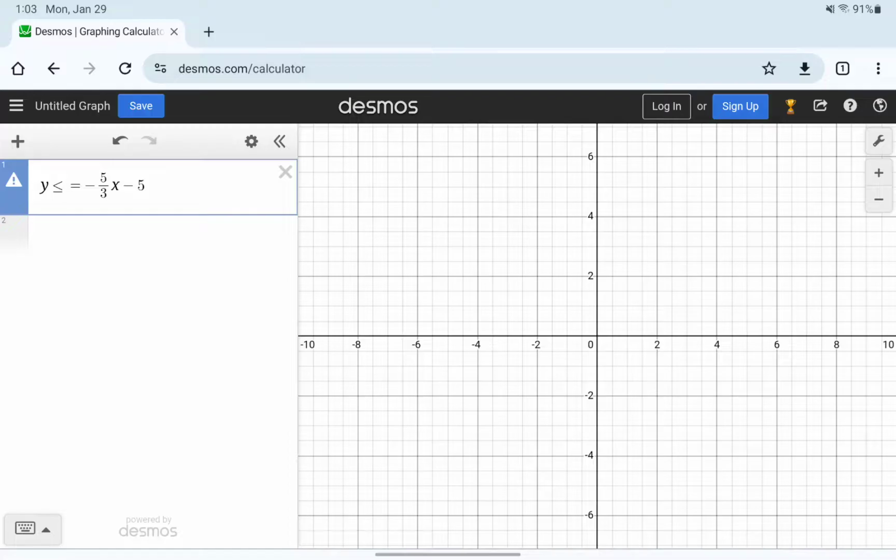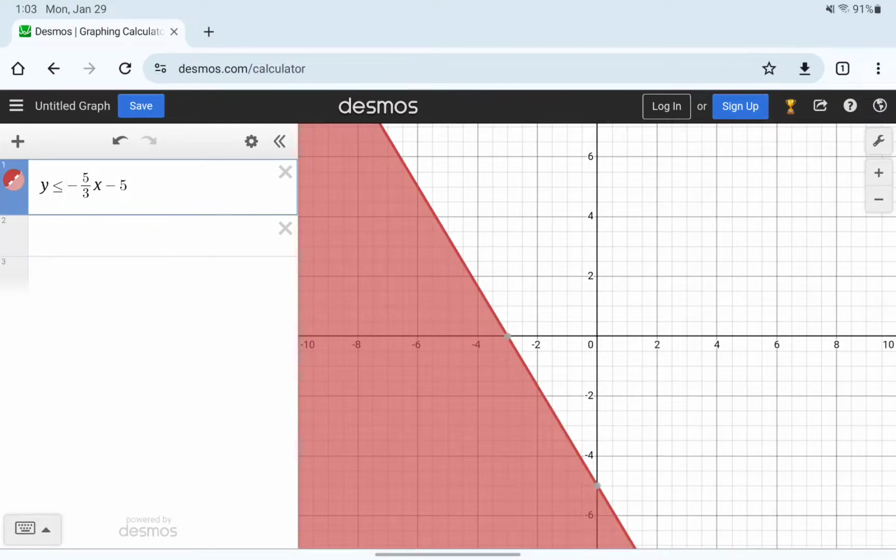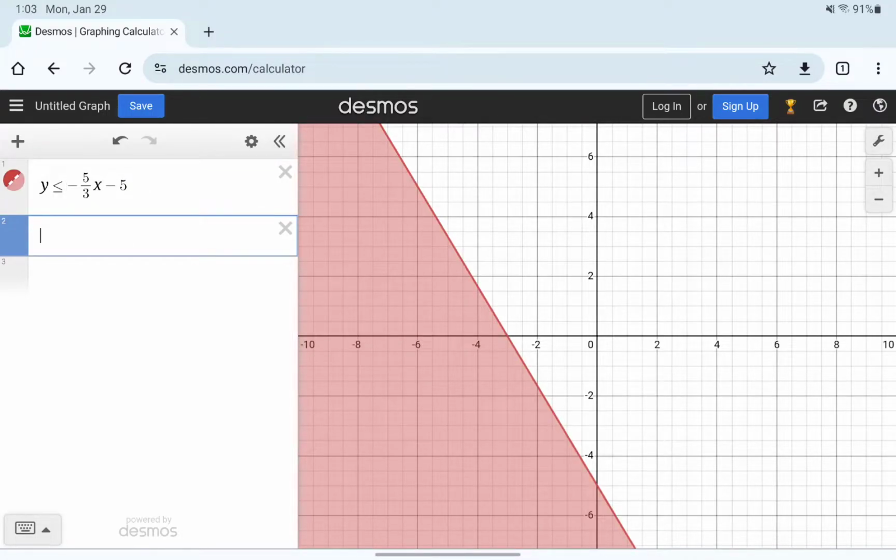x minus 5. And I put an extra equal sign in there. Let me get rid of that. And we can already see as we type in that inequality, it's graphing that first inequality and completing the shading for us.